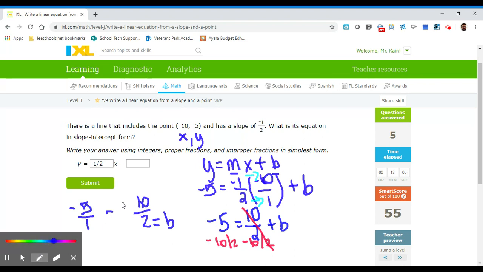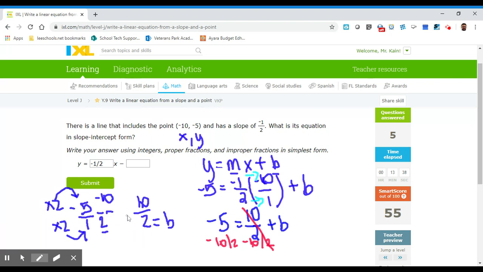Okay. In order to actually subtract, we need to have common denominators. This needs to be a 2. And then to get that common denominator, you just multiply this by 2 and then multiply this by 2. So 2 times 1 is 2, and 2 times -5 is -10. So we're really doing -10/2 minus 10/2.